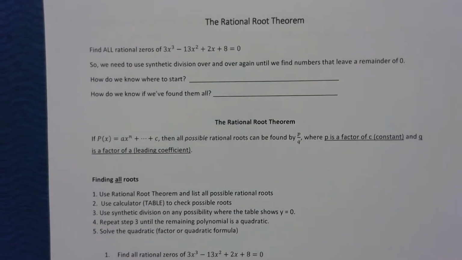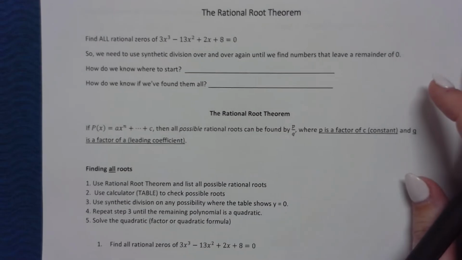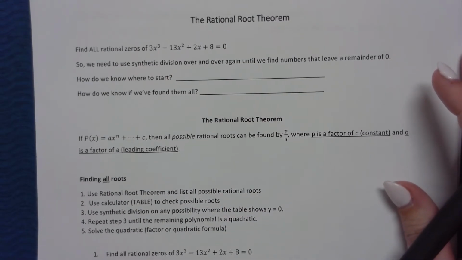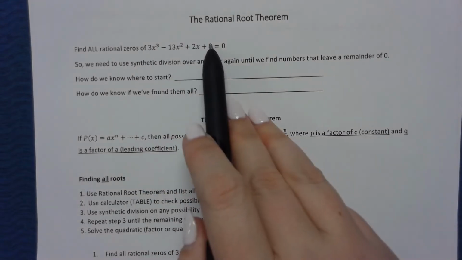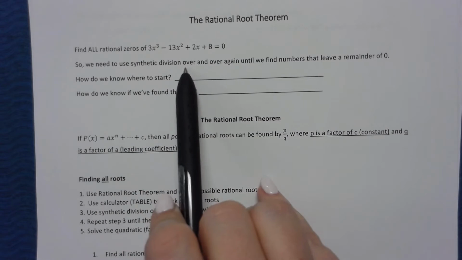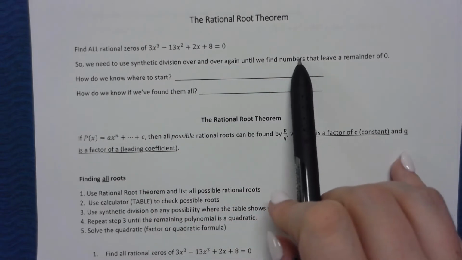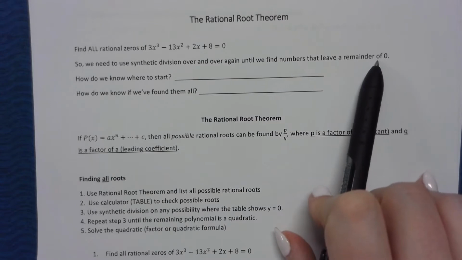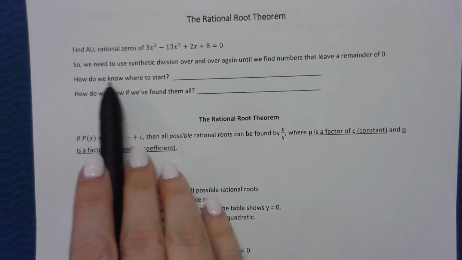Okay, the next theorem we're going to talk about is called the rational root theorem. The rational root theorem says find all the rational zeros of this function. In order to do that, we need to use synthetic division over and over and over again until we found all the numbers that have a remainder of 0. Okay, well that could take forever. So how do we know where to start?